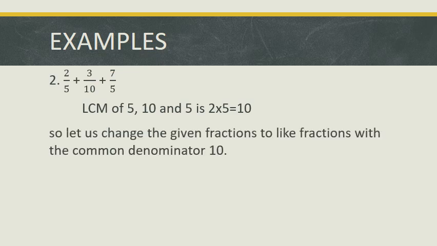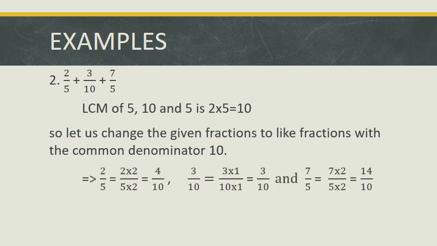So, now what we are going to do? We will change the given fractions to like fractions with the common denominator 10. Right? So, in order to change 2 by 5 into a fraction in which the denominator is 10, we have to multiply 5 by 2, and when we are multiplying the denominator 5 by 2, we have to multiply the numerator also by 2. So, 2 multiplied by 2 upon 5 multiplied by 2 is equal to 4 by 10. So, 2 by 5 changed to 4 by 10.